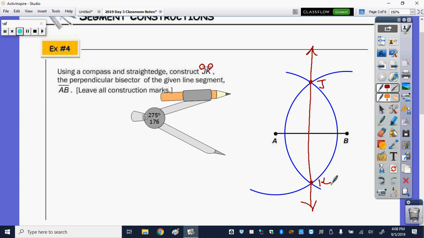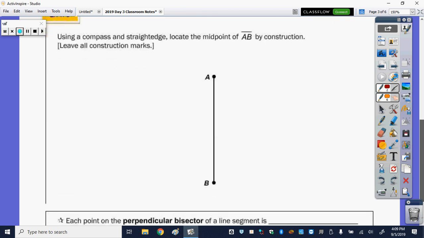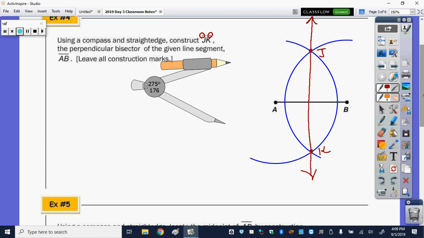Again, it doesn't matter. I could have had J below and K up top. In example number 5, it says using a compass and a straight edge, locate the midpoint. Well, if I go back up to the construction I just did, this point right here, where the perpendicular bisector intersects segment AB, this is the midpoint. So to construct that point, we need to do the same exact construction.